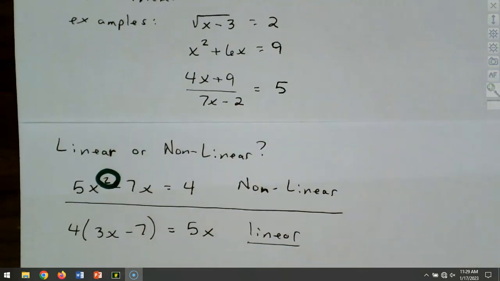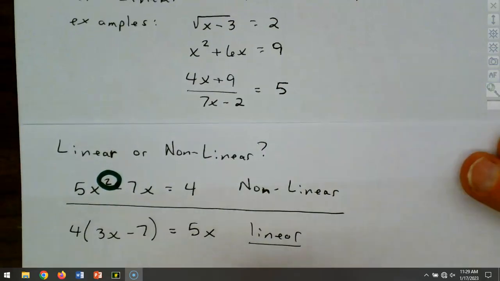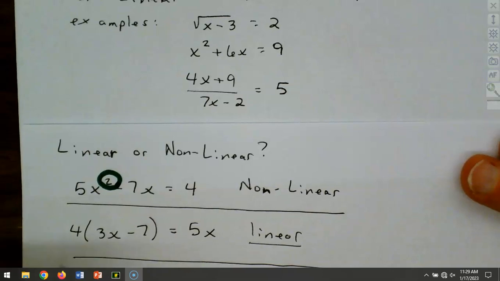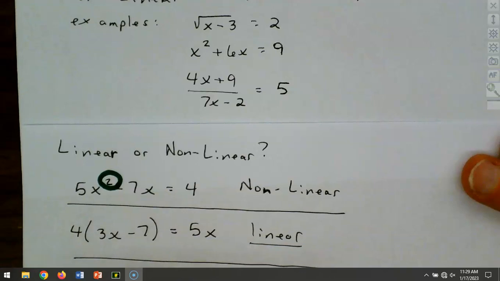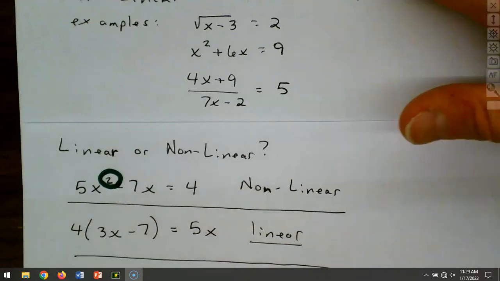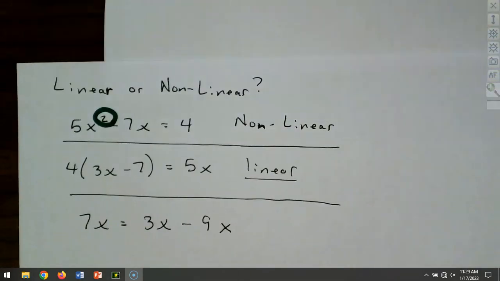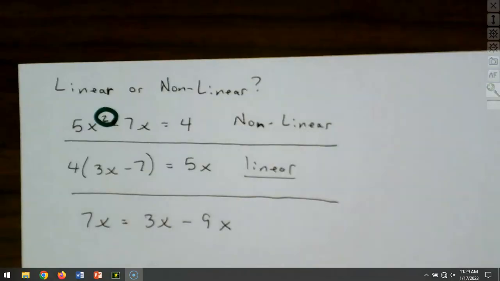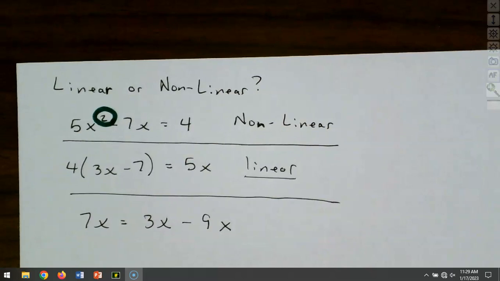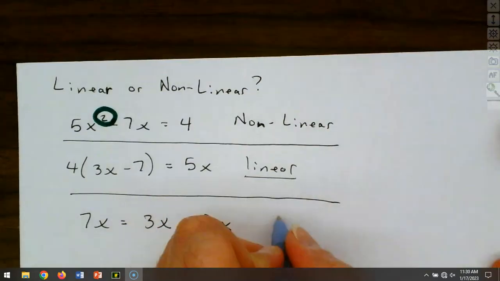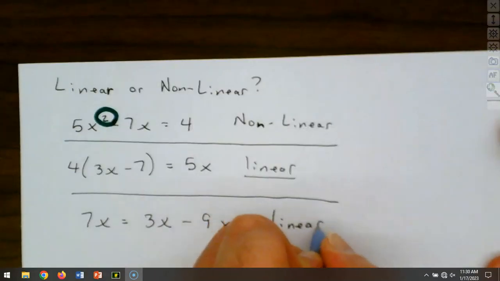Okay. One more just to make sure, and this is just like your homework. Linear or nonlinear on this one. It doesn't matter what it is. You just look and see if you have powers or if you have square roots. Do you have either powers or square roots? No. So this one only has x's. So what would this one be? Linear.